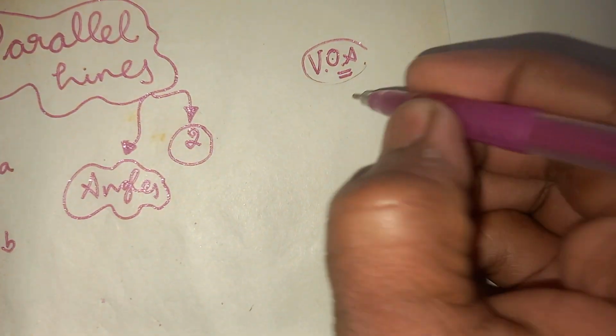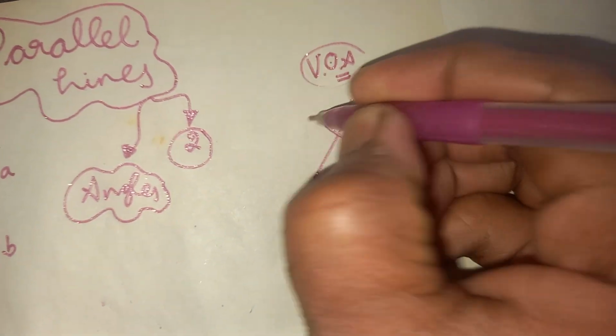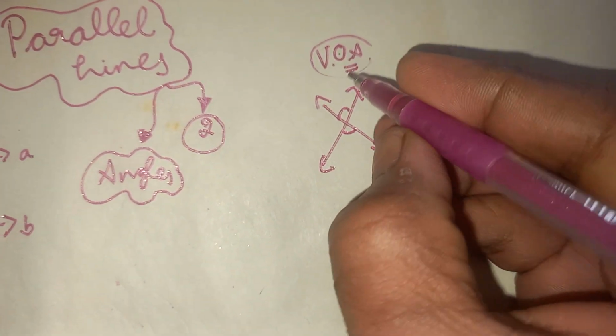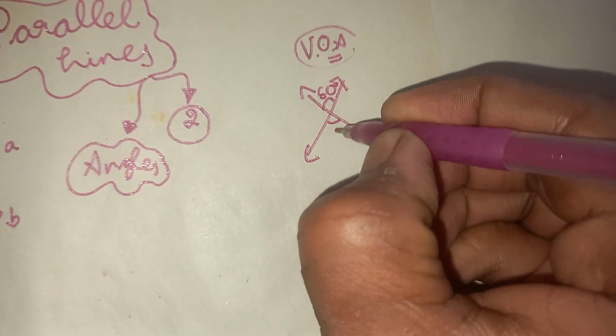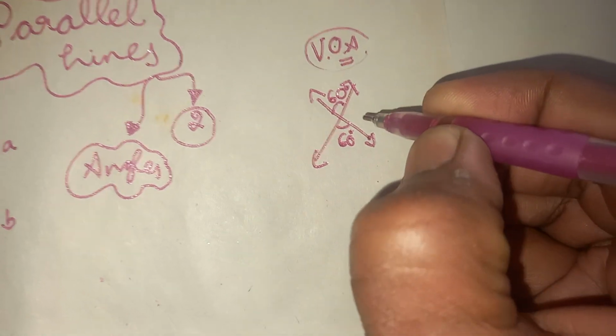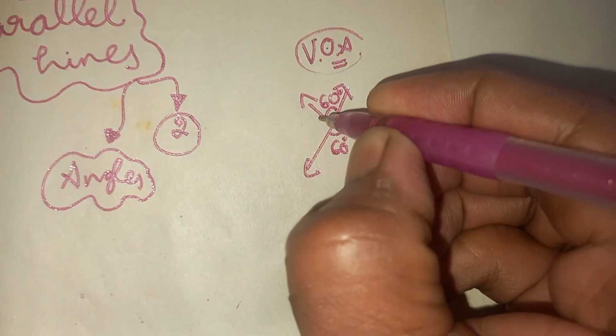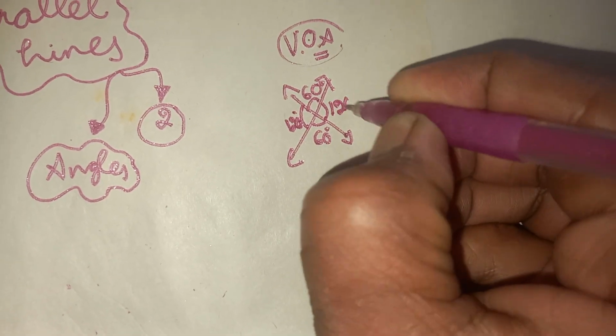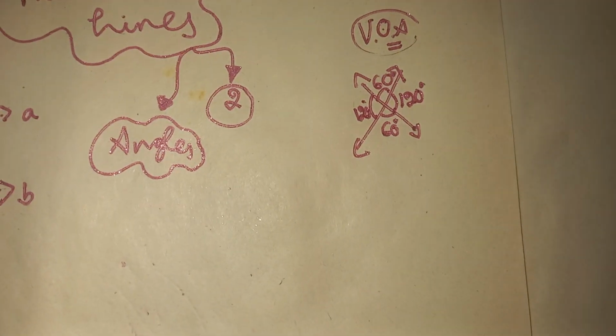If any two lines intersect, they also form this type of angle. Here this angle is vertically opposite to this angle. If this angle is 60 degrees, then this one is also 60 degrees. And if this angle is 120 degrees, then the angle vertically opposite to it is also 120 degrees.